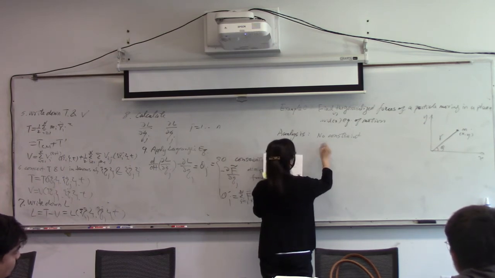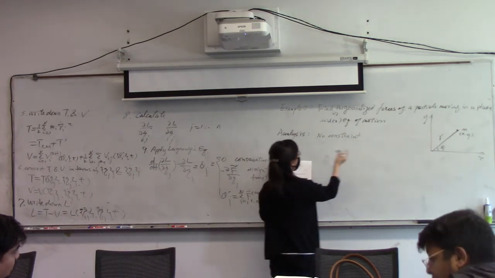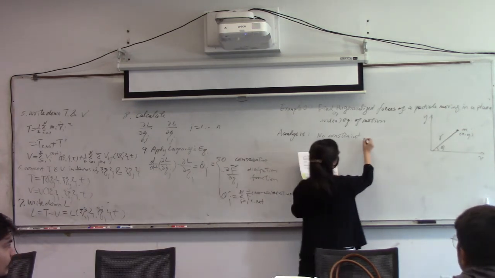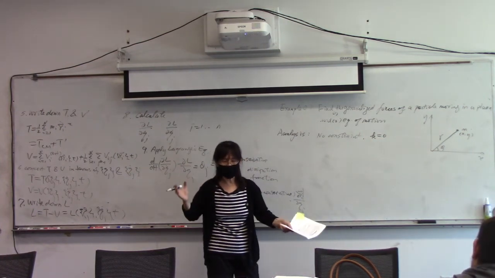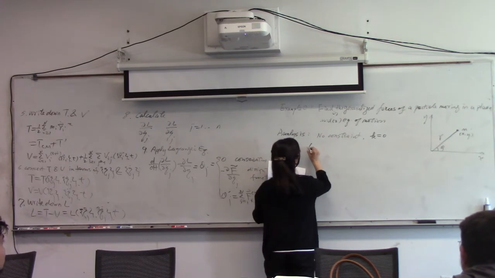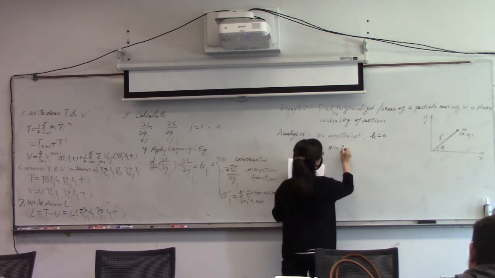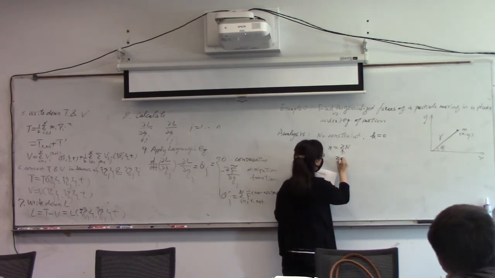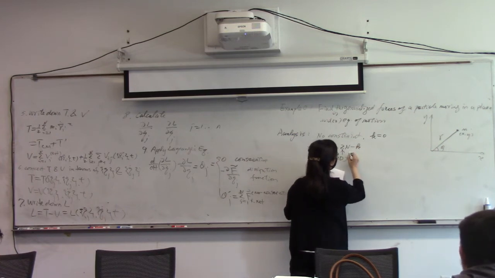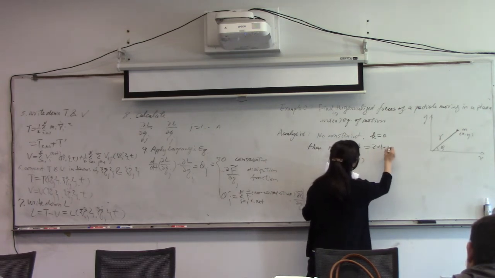So then, if no constraint, there is no equation of constraint, so no function f. Now, what is K, how many? No, right? The number of equations of constraint is 0. So then the degrees of freedom n equal to 2N, since this is 2D, right? Since we only consider 2D, minus K, and N equal to 1, right? Only one particle. So that is 2 times 1 minus 0, which is 2.